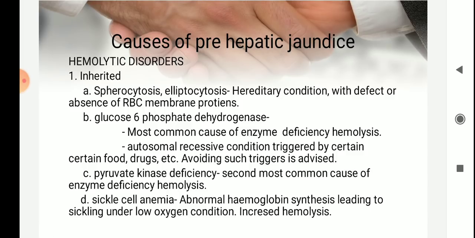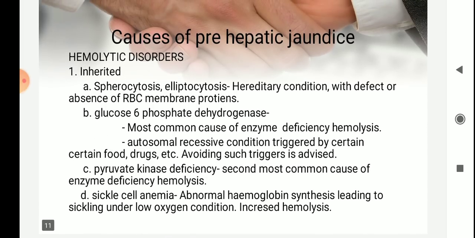Causes of prehepatic jaundice: hemolytic disorders, any disorder related to RBC breakdown like spherocytosis, elliptocytosis, hereditary conditions with defect or absence of RBC membrane proteins, and G6PD deficiency. The most common cause of enzyme deficiency leading to hemolysis is glucose 6-phosphate dehydrogenase deficiency, an autosomal recessive condition triggered by certain foods, drugs, etc. Pyruvate kinase deficiency is the second most common cause.